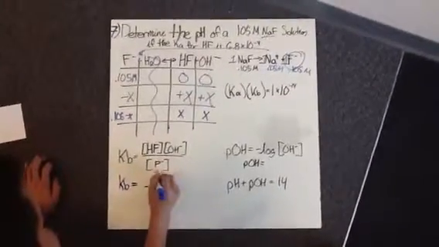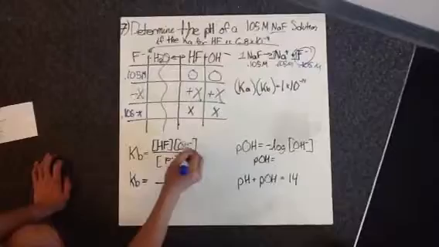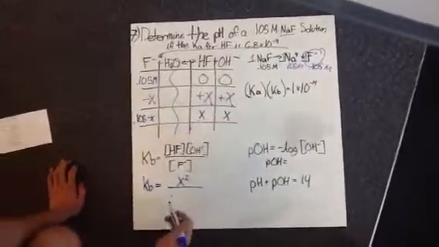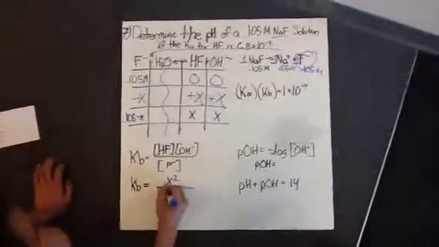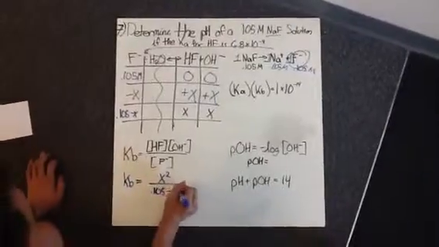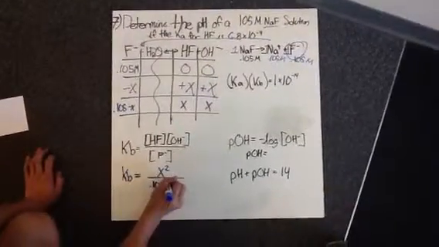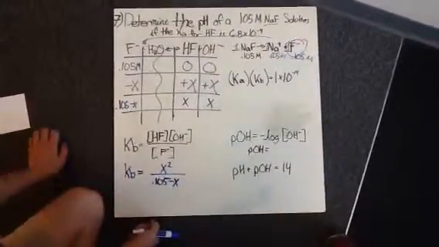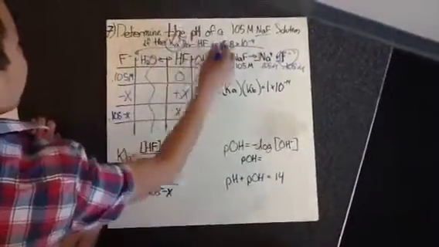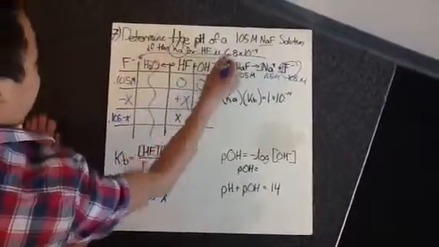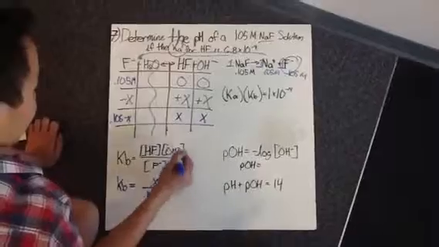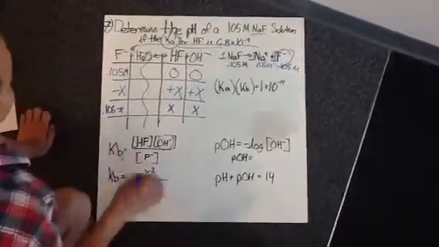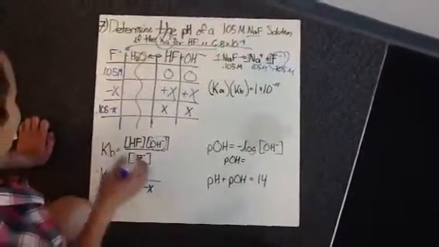So you have Kb equals X squared, which is HF, OH. These two just multiply together, you get X squared, over 0.105 minus X. All right? But here's the tricky part: you have the Ka, which is 6.8, but you need the Kb because of this OH right here. You're finding the base rather than the acid.